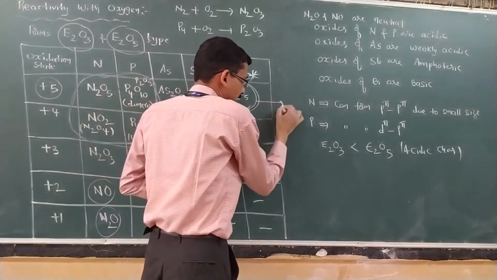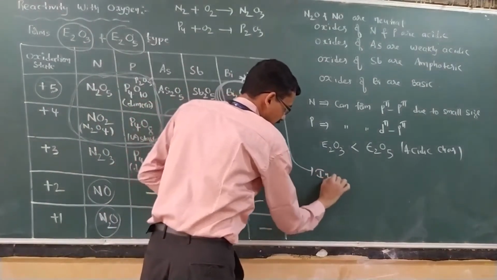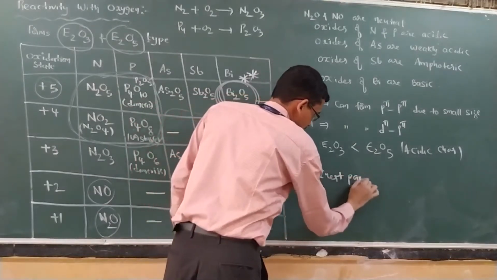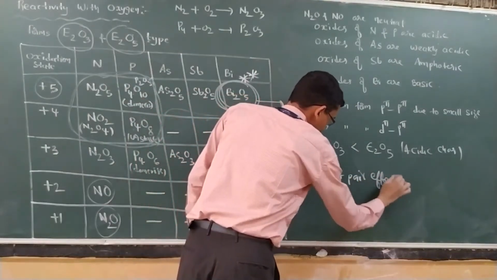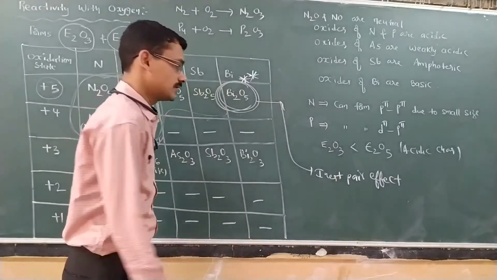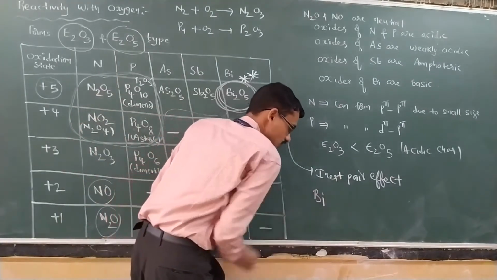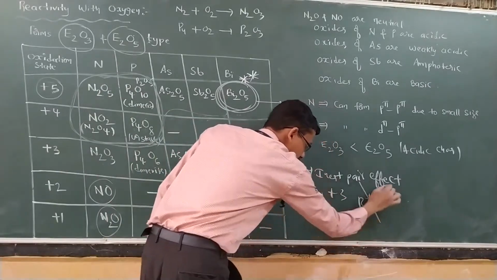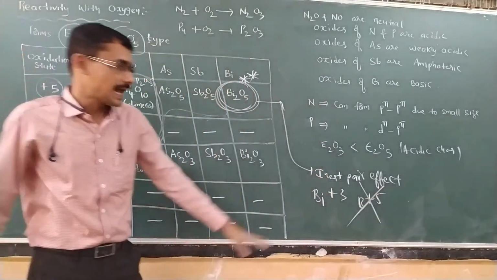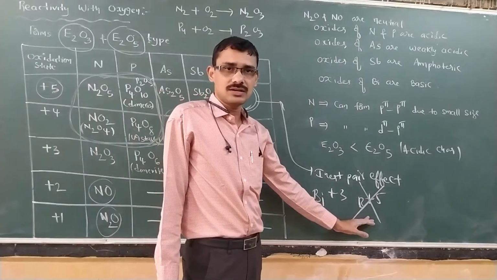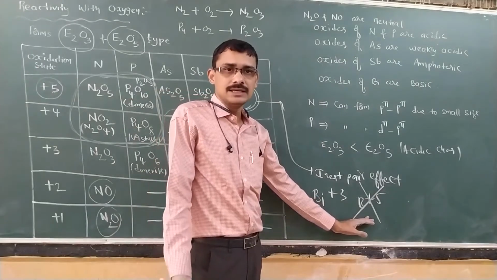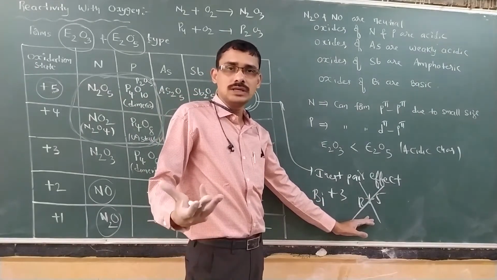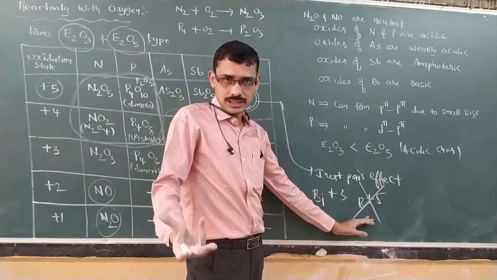Bi2O5 exists but is unstable, as we already discussed in the last class, because of the inert pair effect. Bismuth can generally exhibit +3 and +5 oxidation states, but +5 is absent because the ns2 electrons never participate in bonding. If the ns2 electrons are not participating, only the 3 p electrons will be involved in chemical reactions.